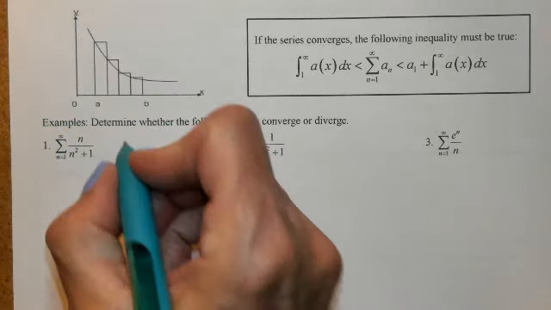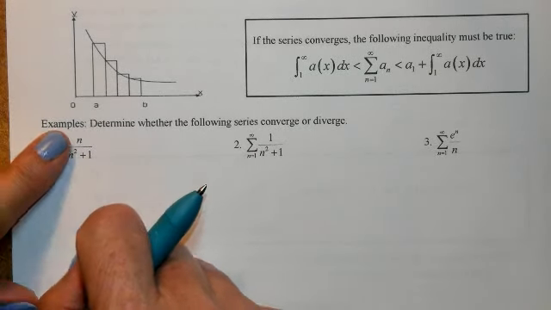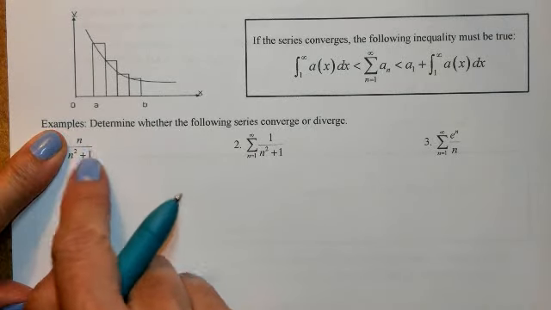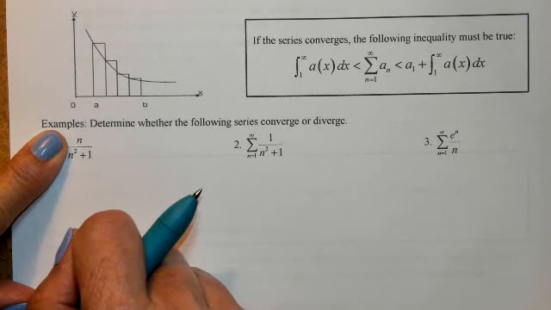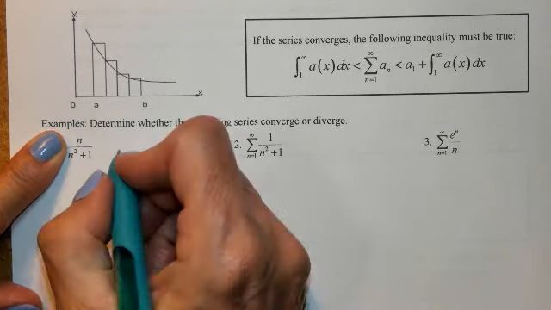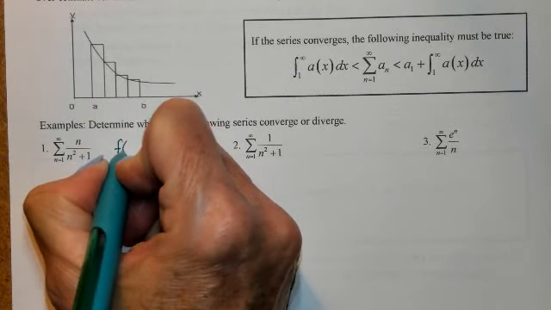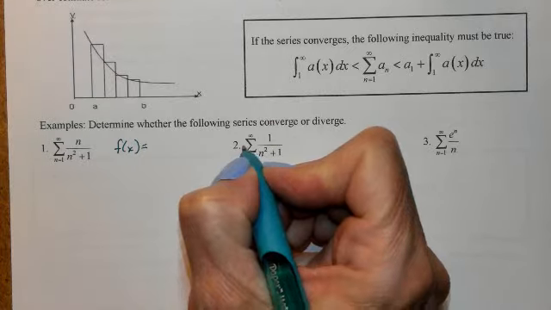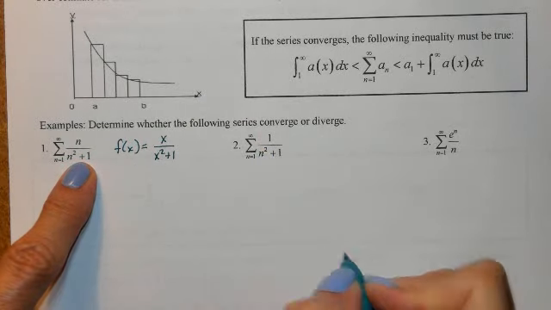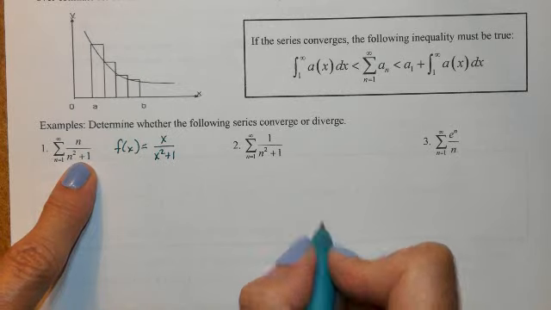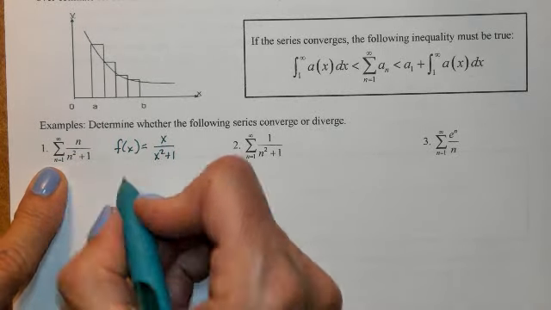Okay? All right. So, I know if I replace the n's with x's, I know how to find the antiderivative of that. It'll be a little u sub, right? So, let's do the integral test. For the integral test, first of all, say what f of x is. F of x is x over x squared plus 1. And f of x is for 1 to infinity.